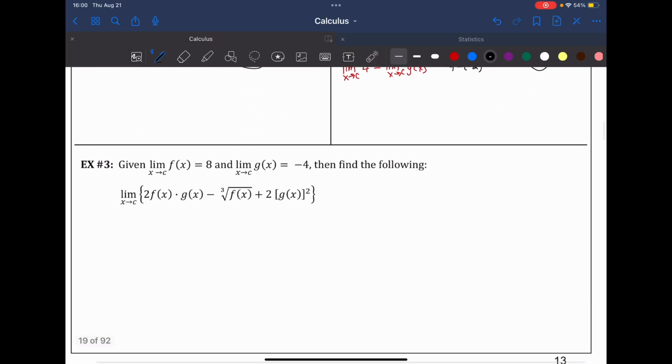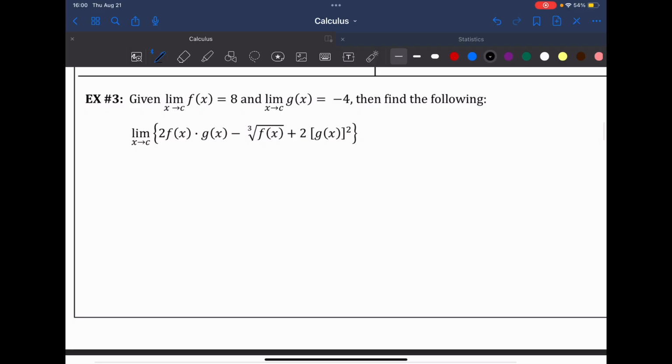Okay, now let's look at the next example. It says, given the limit as x approaches c of f of x is equal to 8, and the limit of g of x is equal to negative 4, find the following. So it's another big one here. And notice there's so much going on.